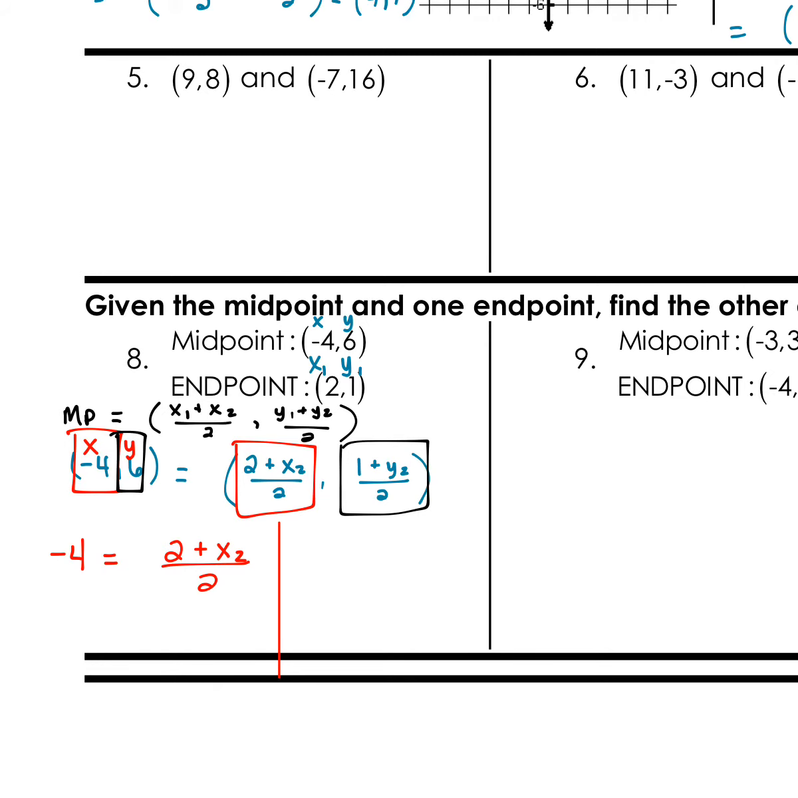Now we're going to solve for X from here. So let's multiply both sides by 2 to clear that denominator. So -8 equals 2 plus x2. Subtract 2 from both sides. So we get x equals -10. So that is the endpoint of our other one.